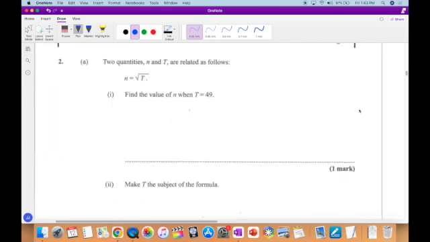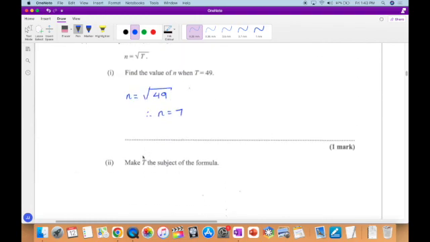Two quantities, n and t, are related as follows. Find the value of n when t is 49. So n would be the square root of 49. So therefore n is 7. 7 sevens are 49. Right?